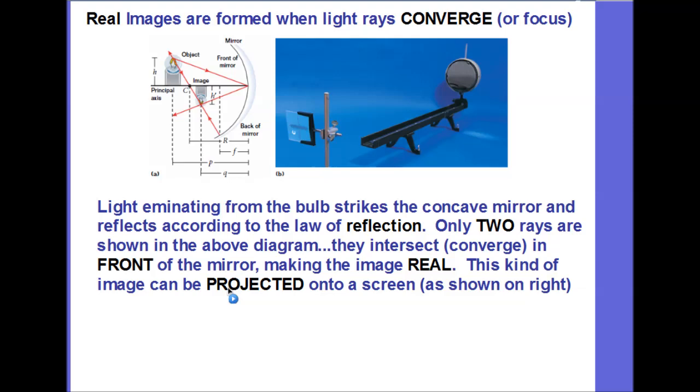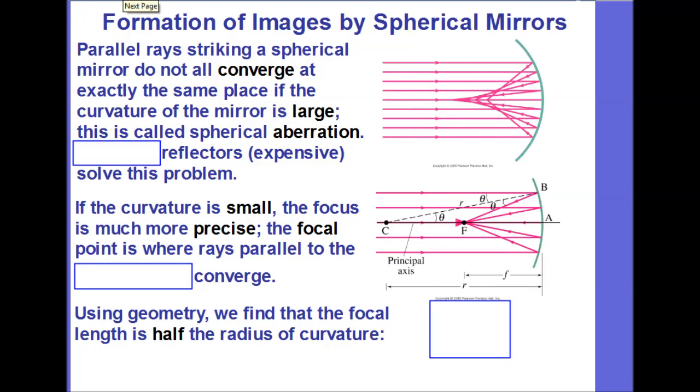Okay, let's see if we can use some ray diagrams to understand where those images are created. So first we'll take a look at a couple of aberrations due to spherical mirrors. Parallel rays striking a spherical mirror do not all converge at exactly the same place. If the curvature of the mirror is large, this is called a spherical aberration, and so we would need to use parabolic reflectors. It's very expensive.